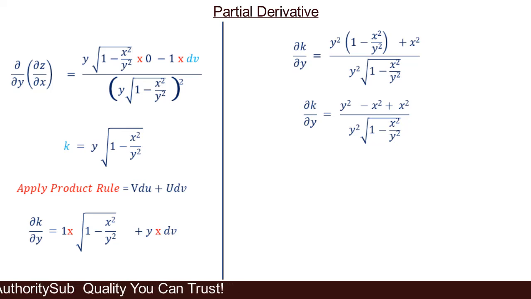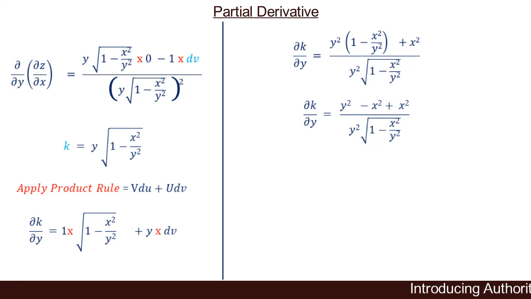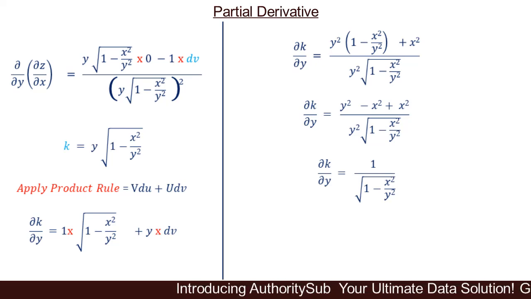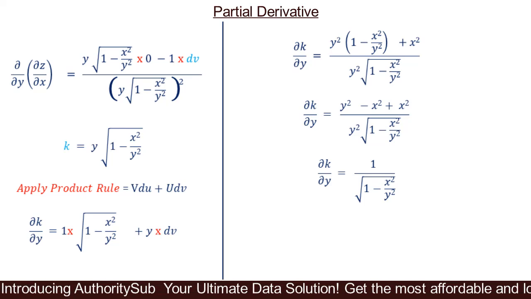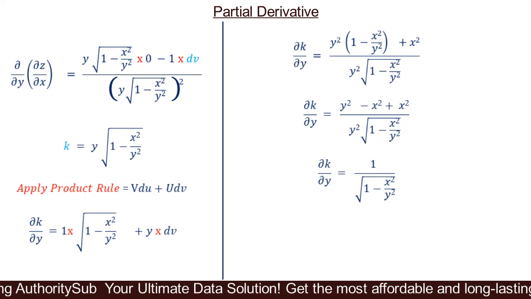Now look at the numerator. We have minus x squared plus x squared, which is going to give us what? 0. When you say minus x squared plus x squared, 0. We are going to have y squared remaining in the numerator. Now, we have y squared in the numerator and y squared in the denominator, so they are going to cancel each other. Then we have 1 in the numerator all over square root of 1 minus x squared all over y squared. Are we together? Yes. Now, look at it.